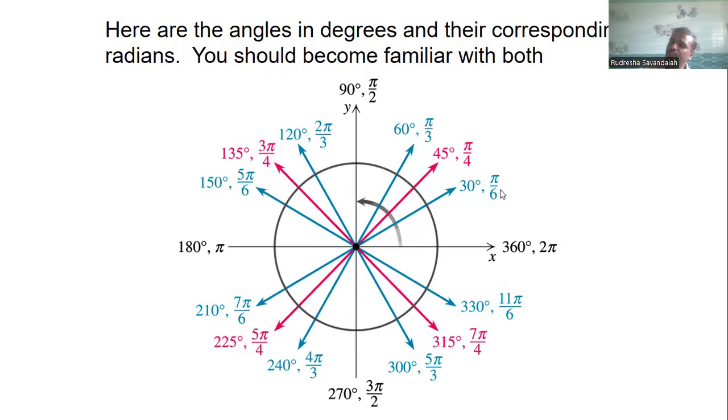360 by 6, you have 60... This is 30 degrees, then pi by 4 is 45 degrees, pi by 3 is 60 degrees. Next, 2 pi by 3 is 120 degrees, 3 pi by 4 is 135 degrees, 5 pi by 6 is 150 degrees. 210 is equal to 7 pi by 6. 225 degrees is 5 pi by 4, 240 degrees is 4 pi by 3.